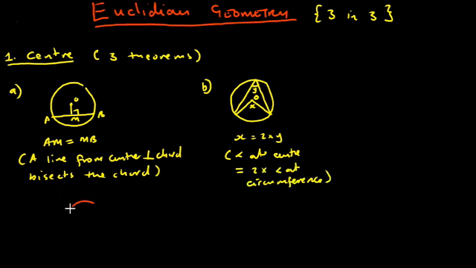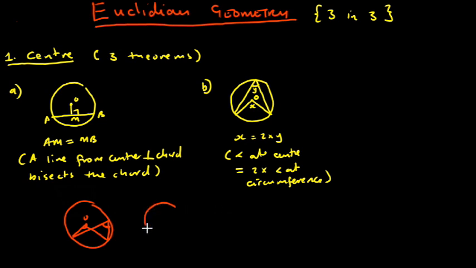It may come like this. Sorry about my circles, right? It may come like this. This is still the angle at circumference. This is the angle at center if O is the center. So we still have that theorem. Angle at center is equal to twice angle at circumference.